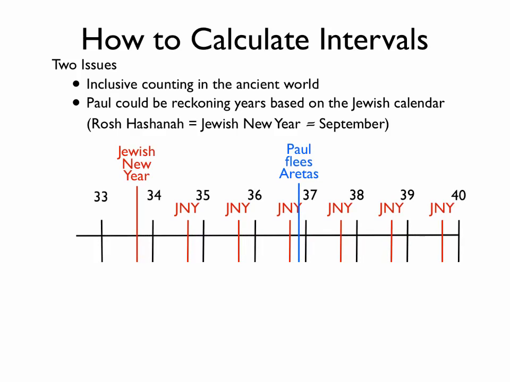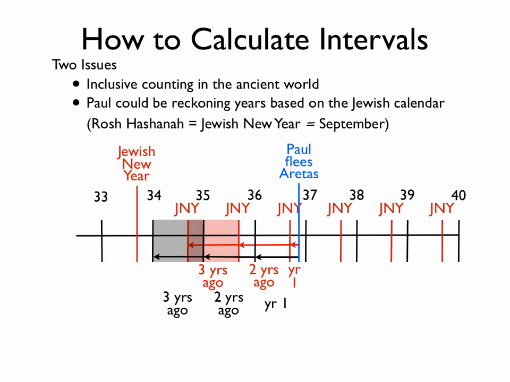If the flight takes place in late 36, counting backwards in Jewish years would be year 1, year 2, and year 3, 3 years ago, would place us somewhere in 34 or 35. If we're using the Roman calendar, year 1 would take us back to the beginning of 36, year 2 would be year 35, and 3 years ago would be year 34. This may seem counterintuitive, but we do the same thing.